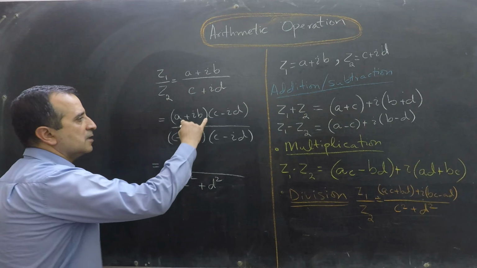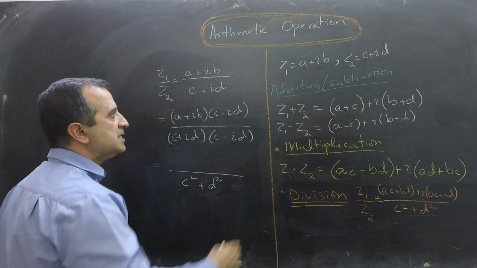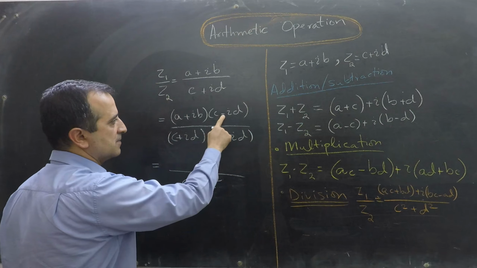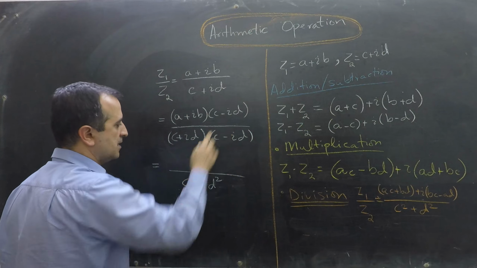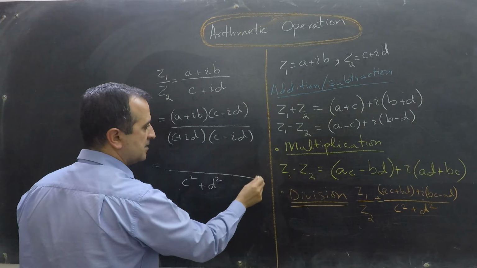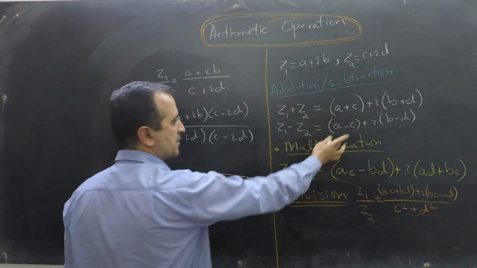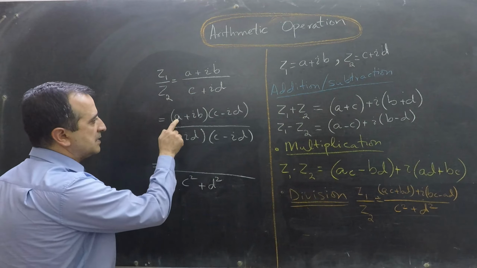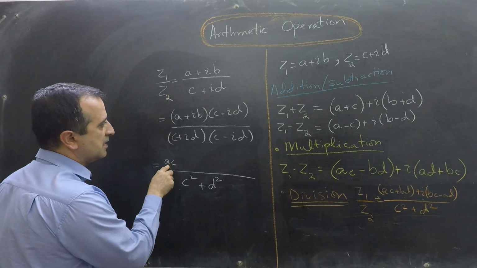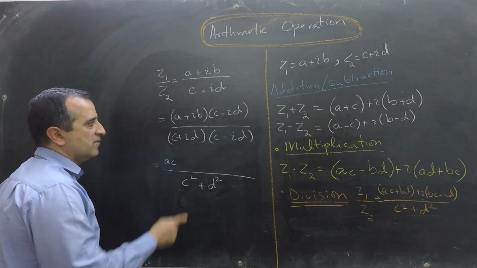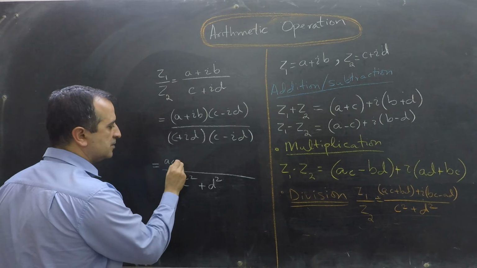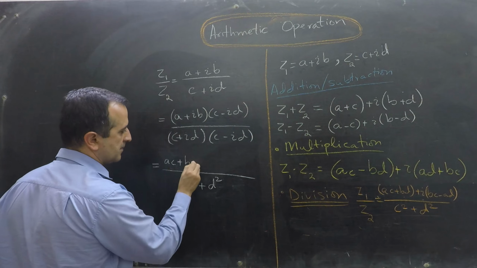In the numerator I have these two numbers, that is, I am multiplying these two numbers. The only difference is this sign. So I have to take care of this sign, because in this case I have positive sign, here I have negative sign. Otherwise my result will be the same. So I multiply a with c, and ac is my one real term. The second real term will be when I multiply iota b with minus iota d, and that will be equal to plus bd.